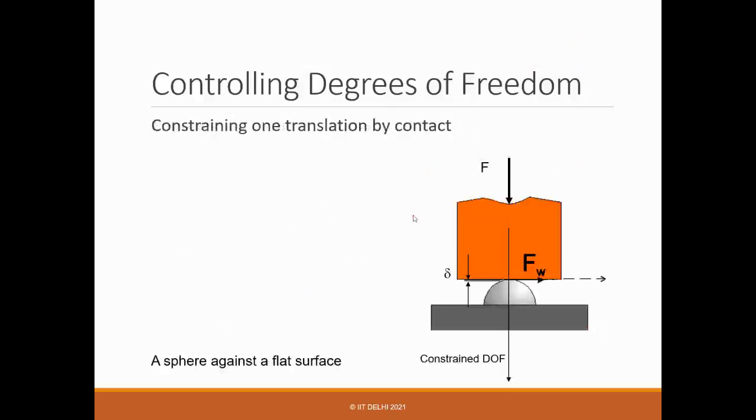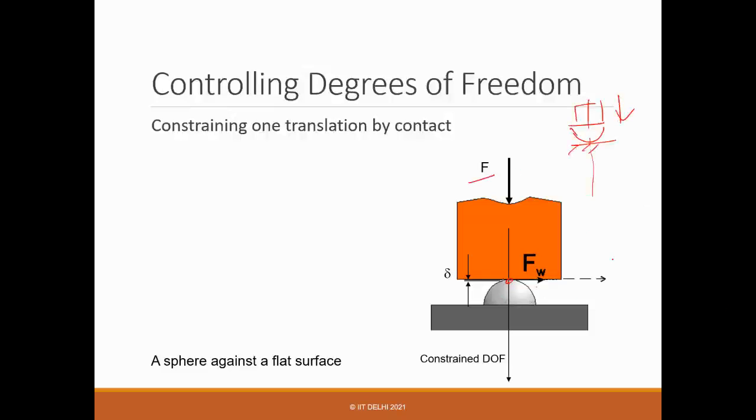Of course, one of the ways to constrain the translation is the point contact, so a ball on a flat. If you have this and then this, you can always constrain, right? But what are the limitations? Till now we talked about frictionless surfaces. But there is always some friction, right? There will be some friction, and because of that, it will also get locked.